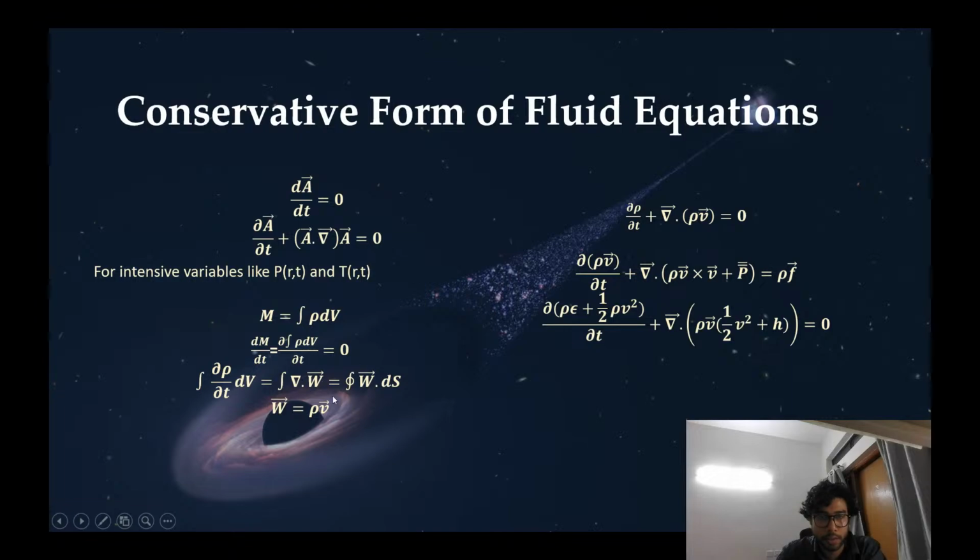This W is basically rho v over the volume dV. And according to the divergence theorem, you can express it as W dot dS, which is over the surface of the volume, and the change in density is basically how much flux is leaving through the surface of that small volume dV. So yeah, the continuity equation is a good example of that.